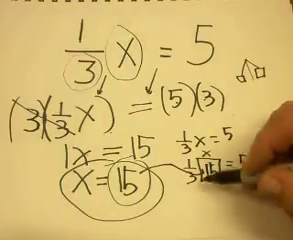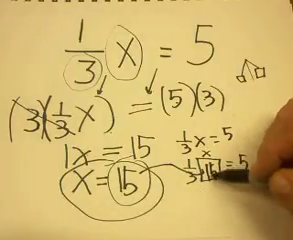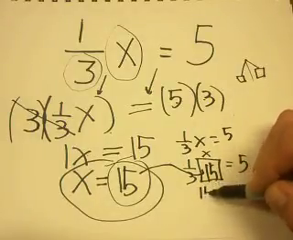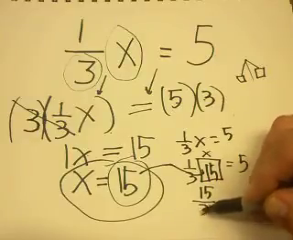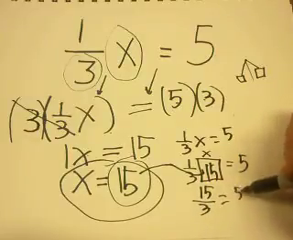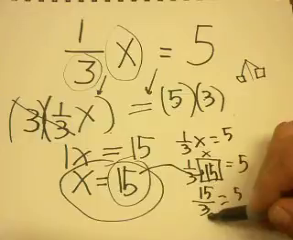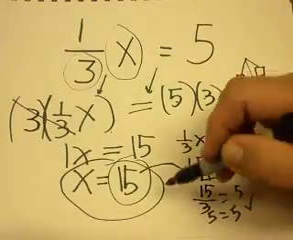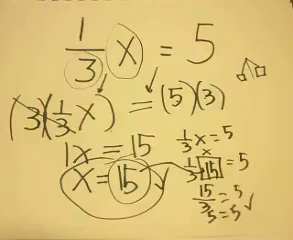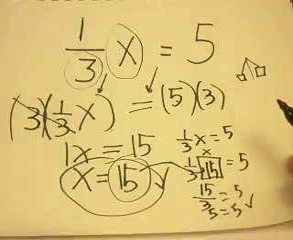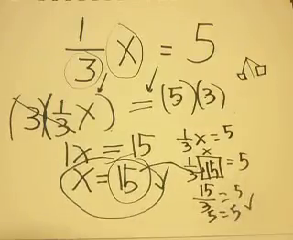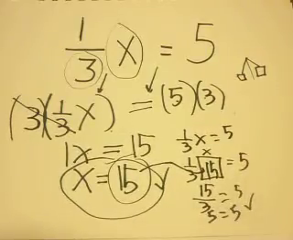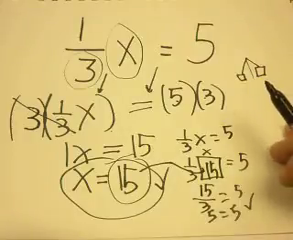So we've got 1/3 times 15. Well, we multiply straight across, so that is like 15/3 is equal to 5. 3 goes into 15 5 times, so it's 5 is equal to 5. So we know that it works. Our answer is x equals 15. So that's the first problem, dealing with that fraction. Okay? So always make sure you check your answers after you work with it.